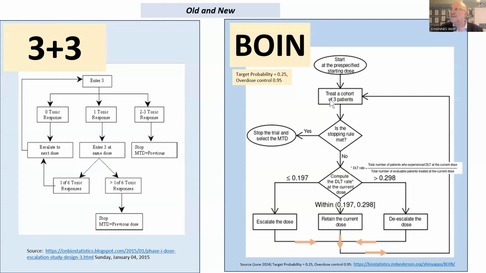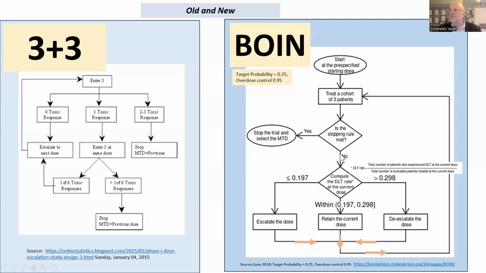You start treating 3 patients with the same dose, and we call that a cohort. Now, particular to BOIN is that it doesn't need to be 3. It could be a different number. You can determine that in the protocol. Then you determine for each of those cohorts, has the stopping rule been met? And if so, then you determine the MTD. The MTD is not necessarily the last dose that was given.